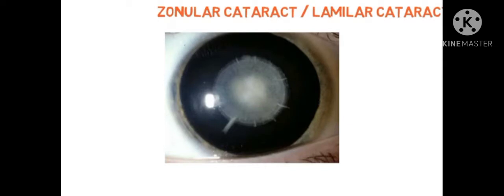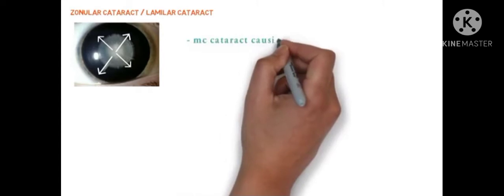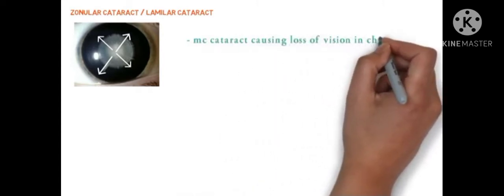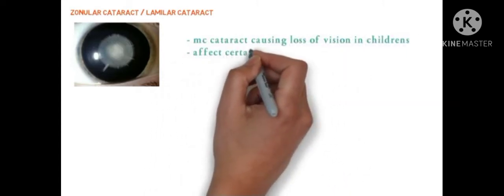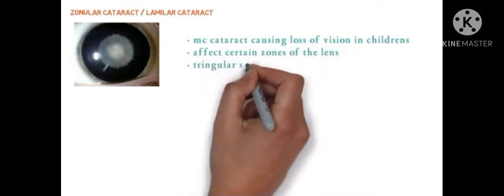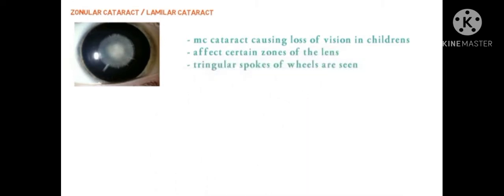And this looks like spokes, that is, small linear opacities like the spokes of a wheel can be seen, and it is the most common type of congenital cataract presenting with visual impairment.